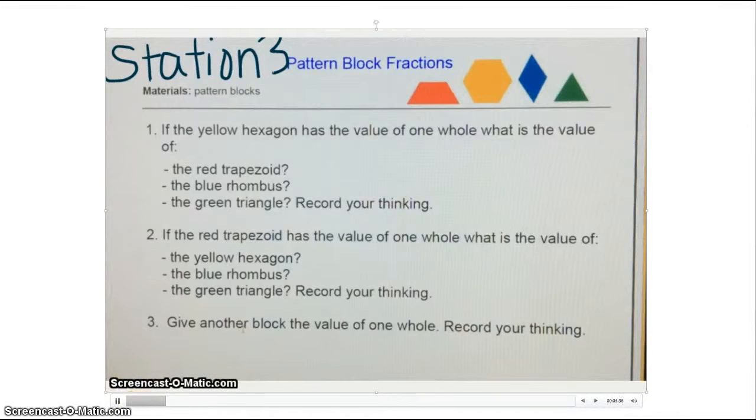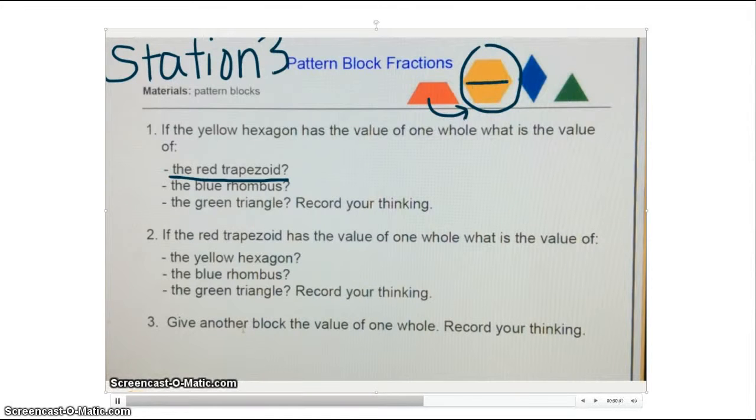This is station three. For this station, you're going to do the same that we did with our pattern blocks yesterday. So for example, if the yellow hexagon has the value of one whole, what is the value of the red trapezoid? So you're going to use your pattern block. So if you had your yellow hexagon, what is the value of the red rhombus? So I'm going to take my red rhombus and stick it on my hexagon, and I'll see that it makes up half of it. So my red trapezoid is one half of the hexagon. So go ahead and complete the rest and make sure you record your answers.